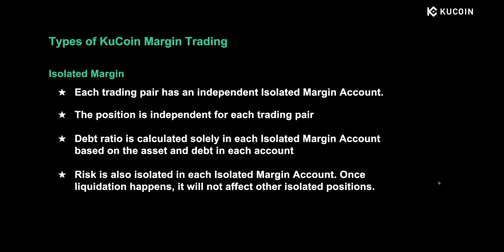Next, let's look at the isolated margin, and you can immediately tell the difference. Each trading pair has an independent isolated margin account. So for instance, in the BTC USDT trading pair isolated margin account, only BTC and USDT are accessible, and the position is independent for each trading pair. The isolated margin's debt ratio is calculated solely in each isolated account based on the asset and liability in each account. So risk is also isolated in each isolated margin account. Once the liquidation happens, it will not affect the other positions.